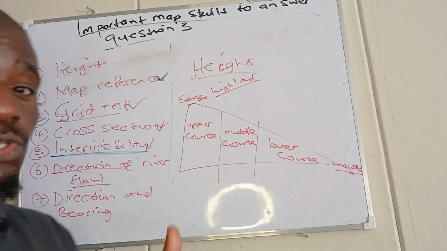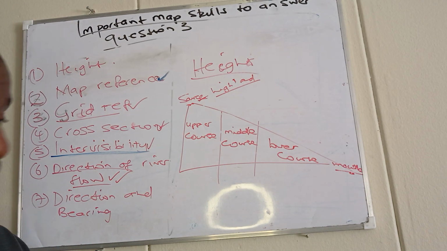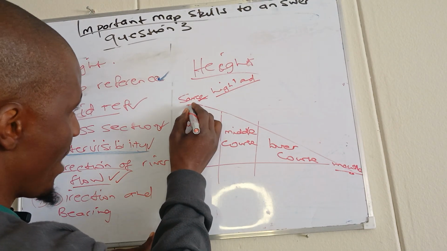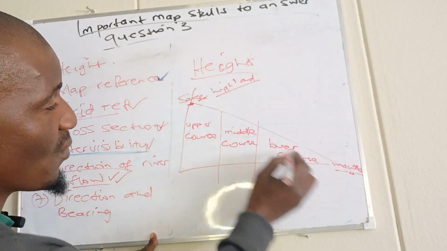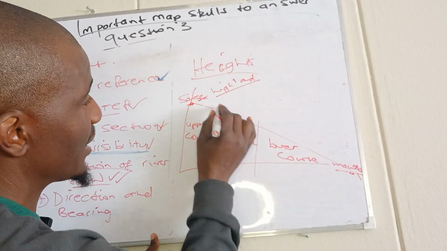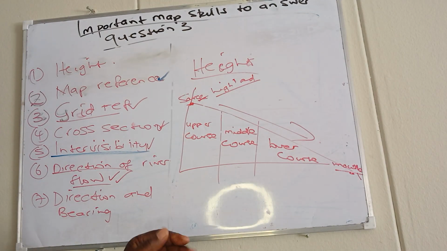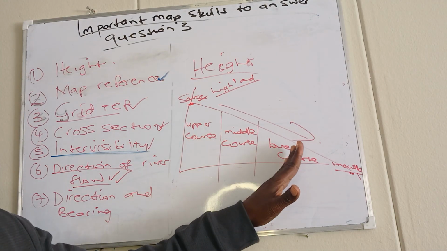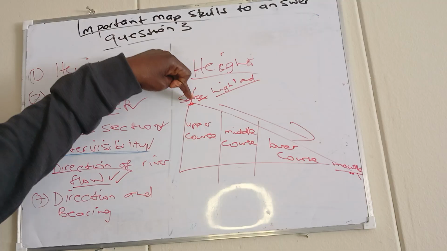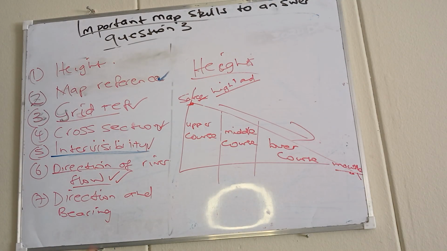So by making use of your height, you are able to determine the direction in which the river is flowing. If where it's starting it's a higher land and where it's heading towards is the lower land, you know that it's flowing in this direction. I'm just saying it in relation to how you can identify your upper course, your middle course, and your lower course. But obviously the river starts from a higher land and it flows towards the lower land due to the force of gravity. That's what it does.